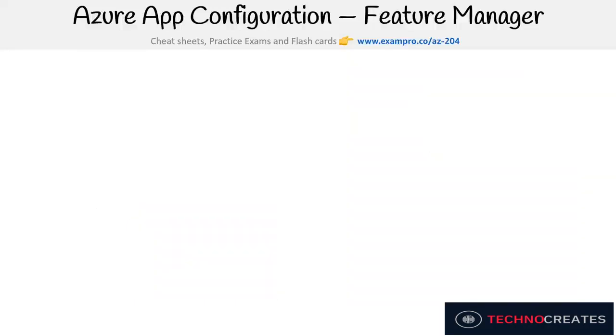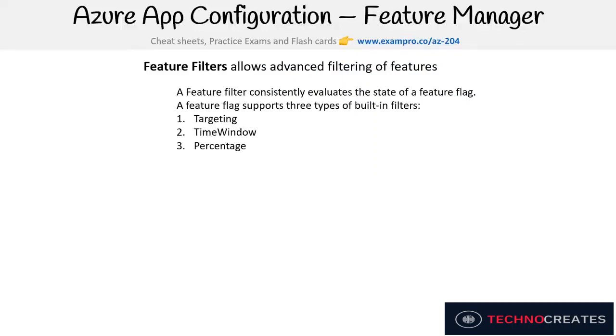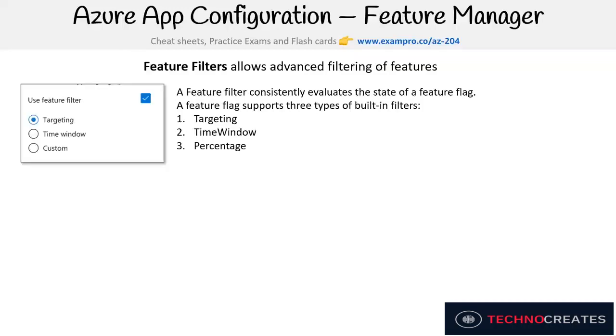Now, let's talk about an advanced feature of Feature Manager, which is feature filters. This allows filtering of features. A feature filter consistently evaluates the state of a feature flag, and a feature flag supports 3 types of built-in filters: targeting, time window, and percentage, which is confusing because when you go and turn it on, it says targeting, time window, and custom. So the thing is that both targeting and percentage are within the targeting option, and then custom is its own thing. Those are the little inconsistencies that Microsoft likes to present you in their documentation.